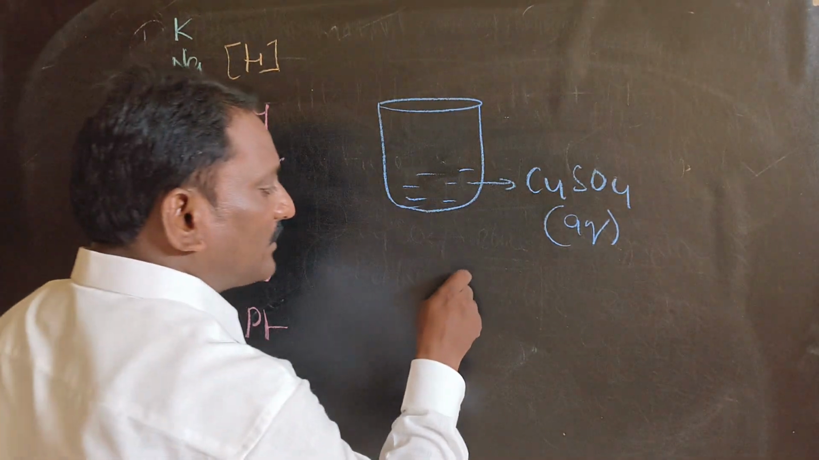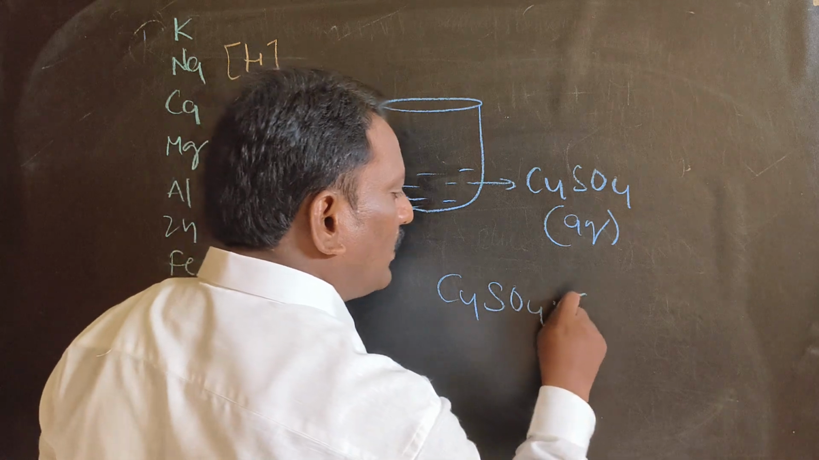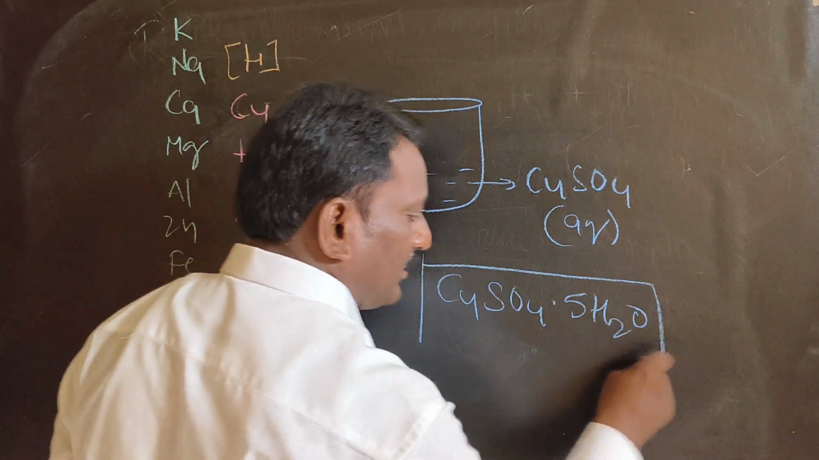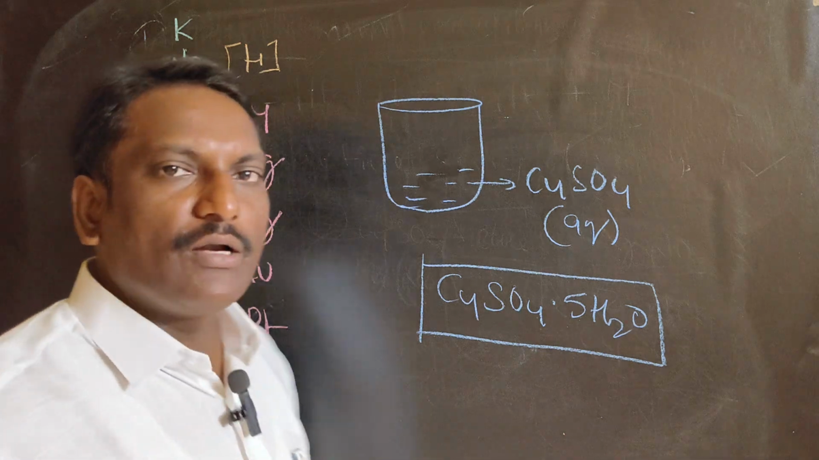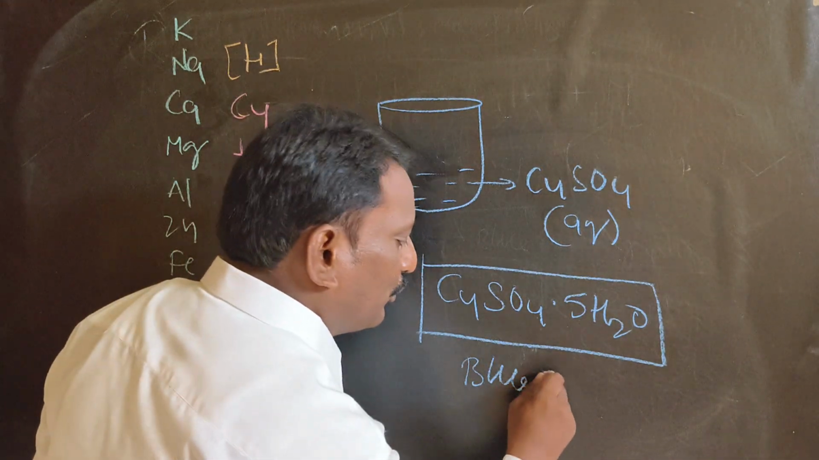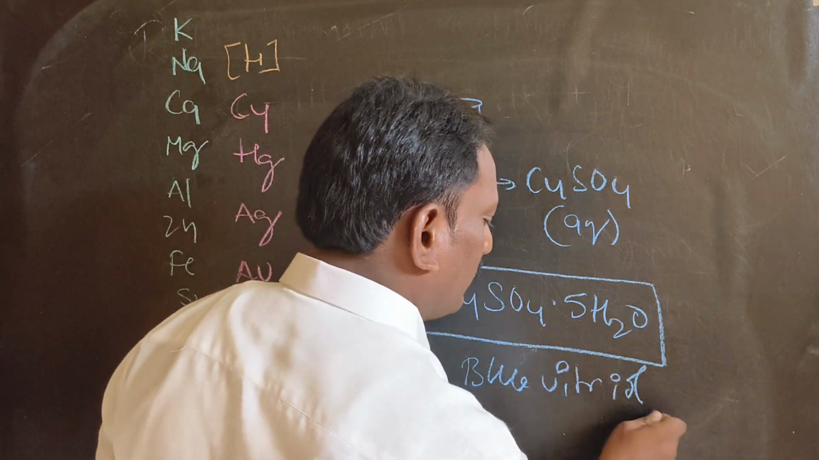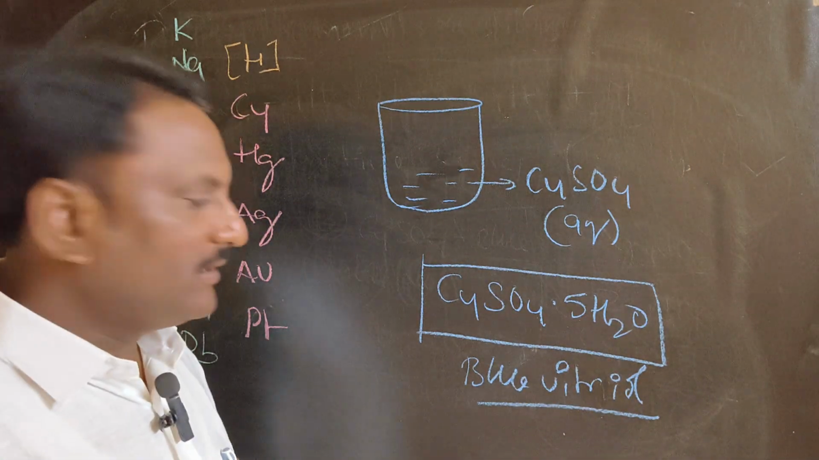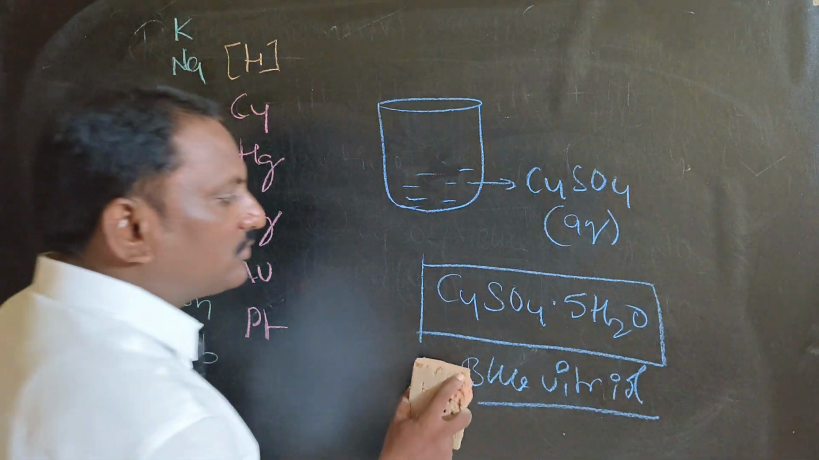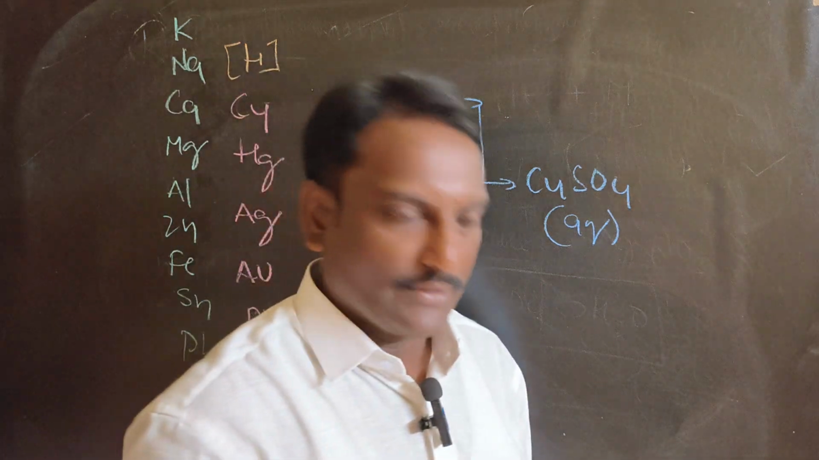The general formula for copper sulfate or blue vitriol is CuSO4 dot 5H2O. Please make a note of it. CuSO4 dot 5H2O is called blue vitriol. Right. Take a few ml of aqueous solution of copper sulfate in a beaker as shown in the figure.